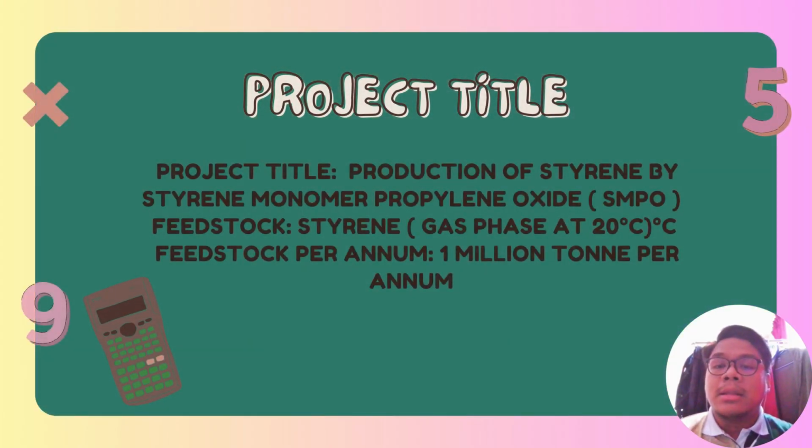Next, the title of our project that we do for ENG3002 is Production of Styrene by Styrene Monomer Propylene Oxide, SMPO process. So our feedstock is styrene in gas phase at 20 degrees Celsius and the feedstock is 1 million ton per annum.